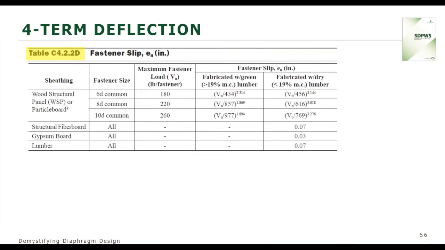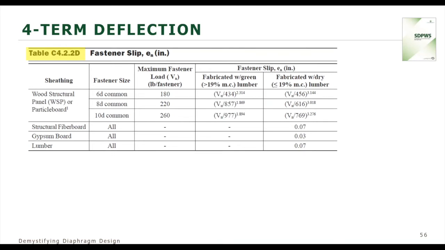That fastener nail slip can be determined using this table in the commentary, C4.2.2D. Now, we often get a question: when determining the fastener nail slip, what nailing spacing do you use to calculate E sub n? Do we use the boundary nail edge nailing or the interior panel edge nailing? Well, what we found doing some calculations is that using the interior panel edge nail spacing in lieu of the boundary nailing provides a better result and reflects reasonably well what was shown in the testing data.